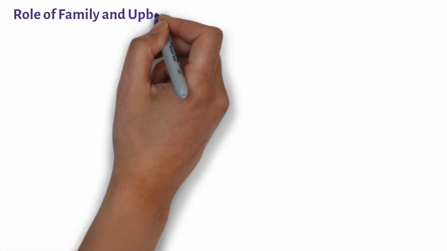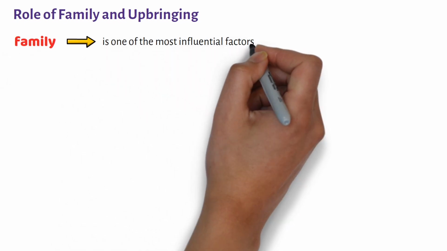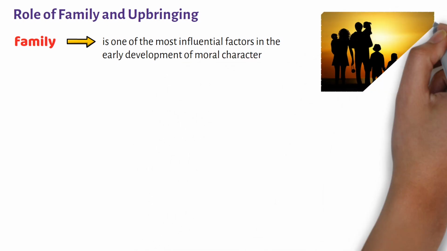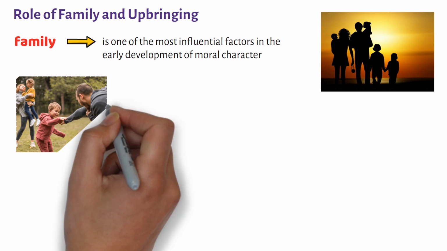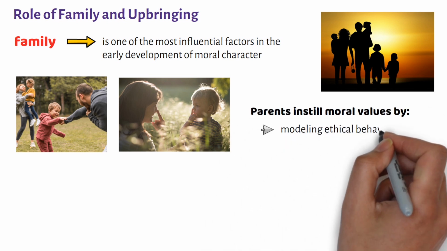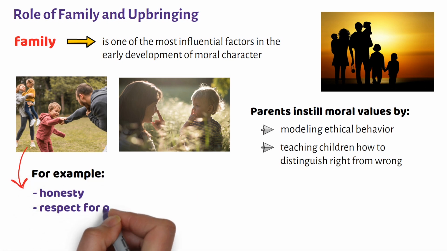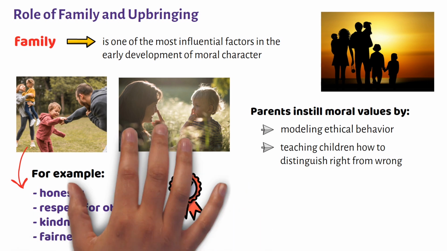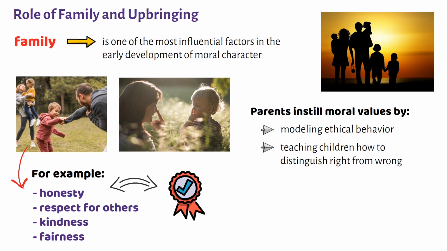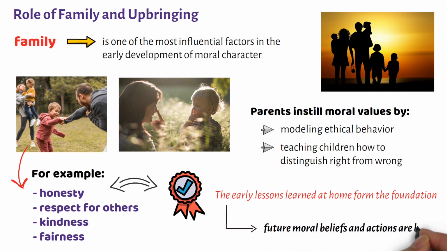First is the role of family and upbringing. As is well known, the family is one of the most influential factors in the early development of moral character. From a young age, children observe the behavior of their parents, caregivers, and other family members, who serve as primary role models. Parents instill moral values by modeling ethical behavior and teaching children how to distinguish right from wrong. For example, parents may emphasize virtues such as honesty, respect for others, kindness, and fairness by rewarding these behaviors and providing guidance when their children make mistakes.